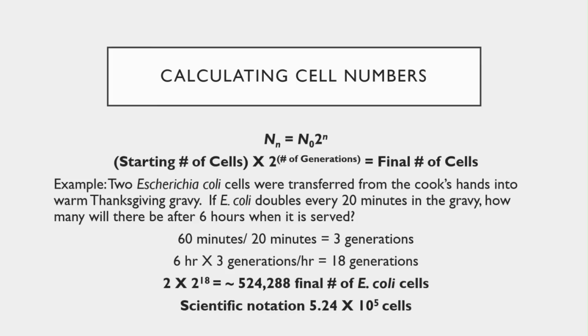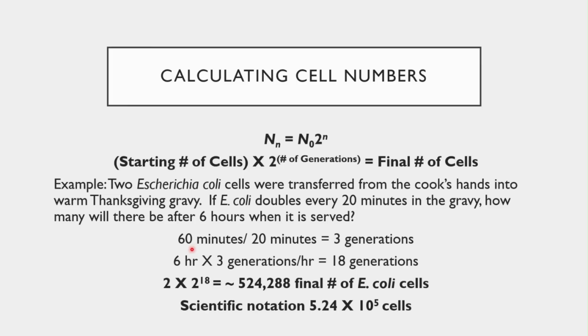Let's do another example here. All right. So again, this is our general equation. We want the final number of cells. We're going to take the starting foundation generation, multiply it by 2 to the number of generations. The example is 2 Escherichia coli cells. 2 E. coli cells were transferred from the cook's hands into a warm Thanksgiving gravy. If E. coli doubles every 20 minutes in the gravy, how many will there be after 6 hours when it is served?